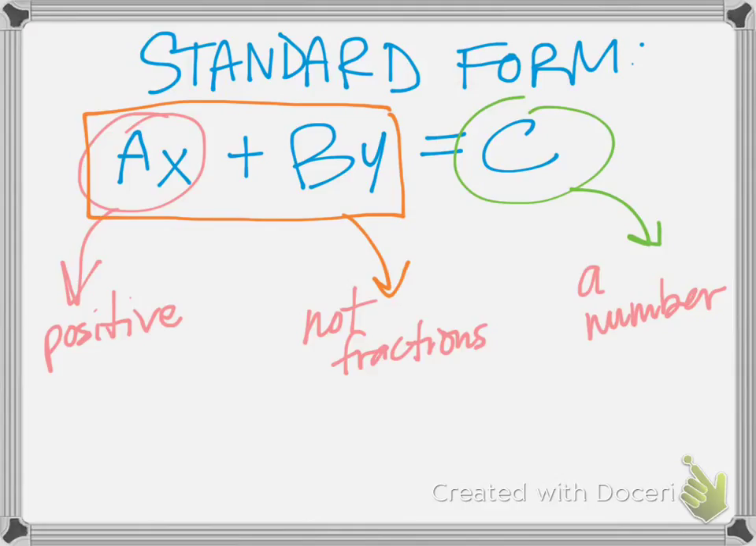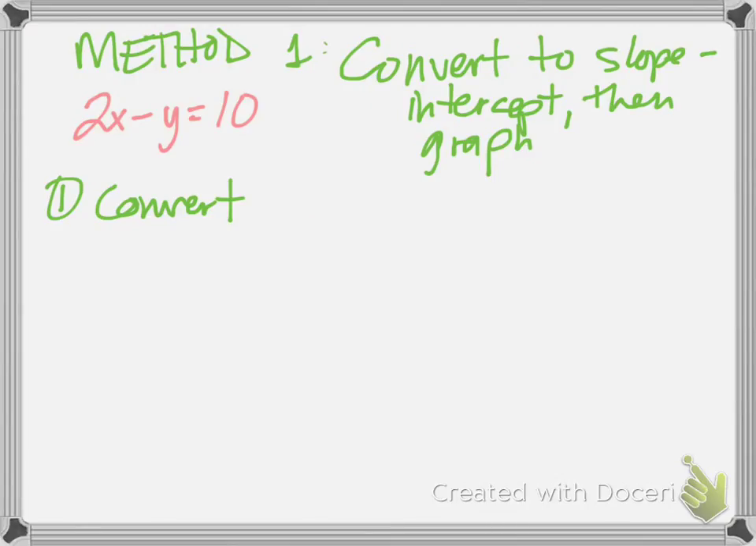So while in slope-intercept form, you'll get some fractions in there. If it's in standard form, there will not be a fraction, if it's written this way. Alright, there's two ways to graph it. The first method is to convert it to slope-intercept, like we graphed in the last video, and then graph it. So here's our converting. We're just trying to get y by itself.